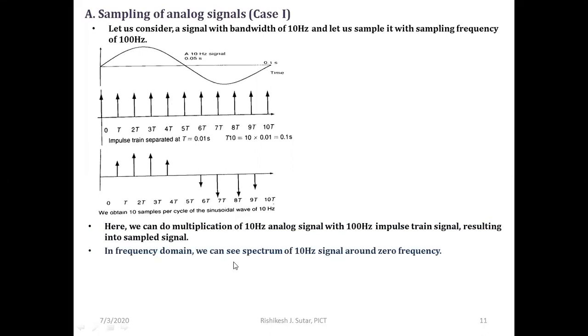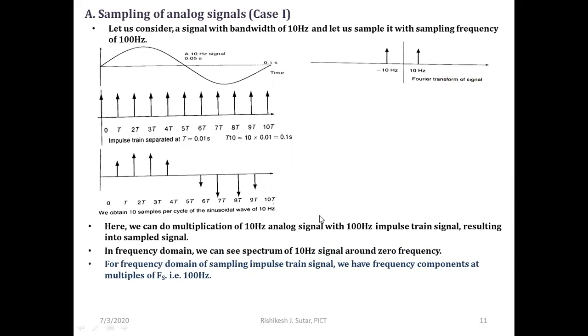In frequency domain, we can see the spectrum of the 10 Hz signal around 0 frequency. So here, this is the spectrum of the 10 Hz analog signal at plus 10 Hz and minus 10 Hz. For the frequency domain of the sampling impulse train signal, we have the frequency components at multiples of Fs, that is multiples of 100 Hz. This is the frequency domain representation of this impulse train.